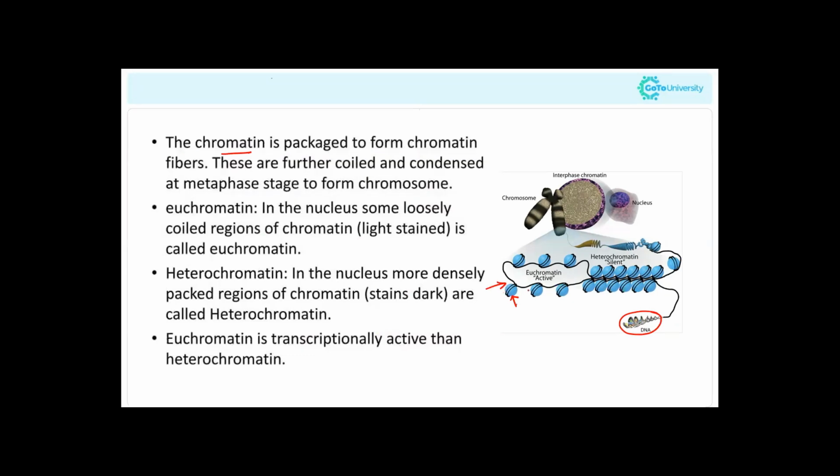And these are further coiled and condensed at the metaphase stage. What stage? The metaphase stage, to form the chromosome. You can see they are in condensed form. And now we have two terms here, euchromatin and heterochromatin. So what is euchromatin? Here you can see the diagram, the difference between euchromatin and heterochromatin.